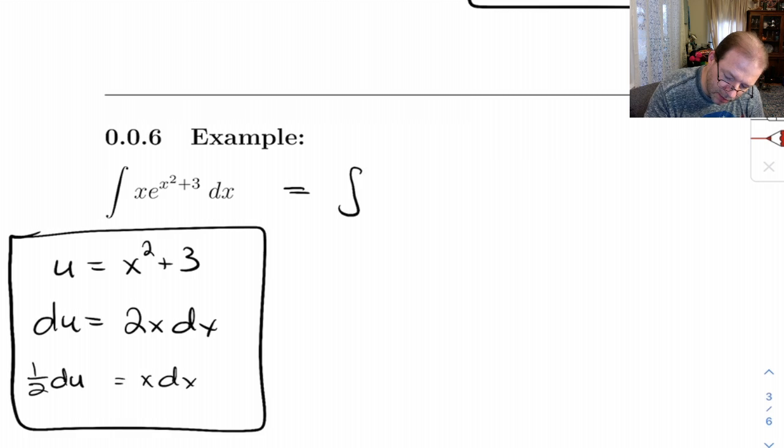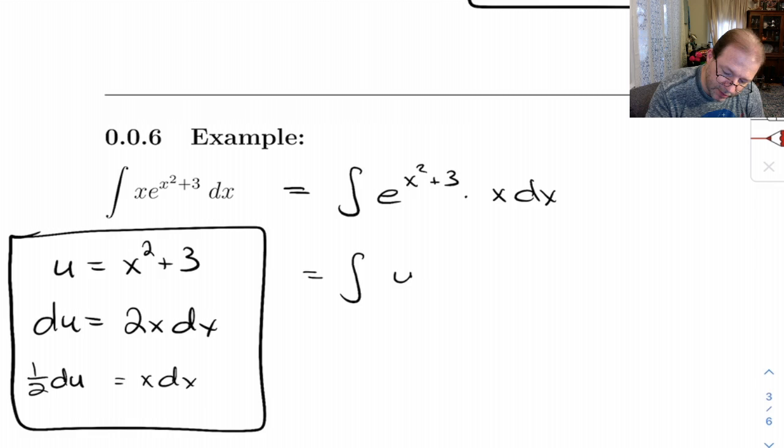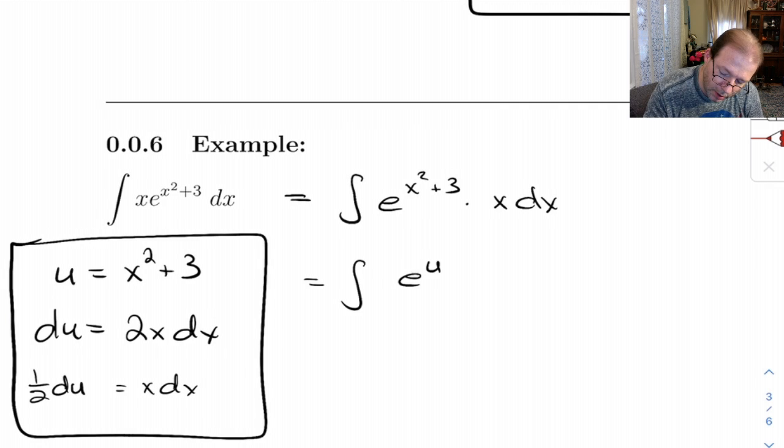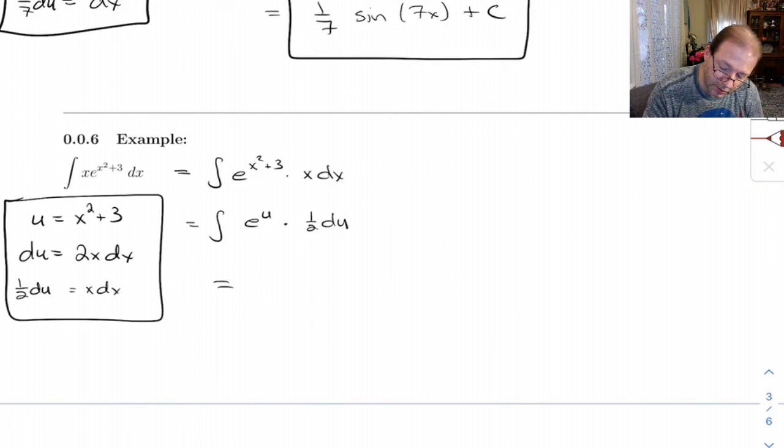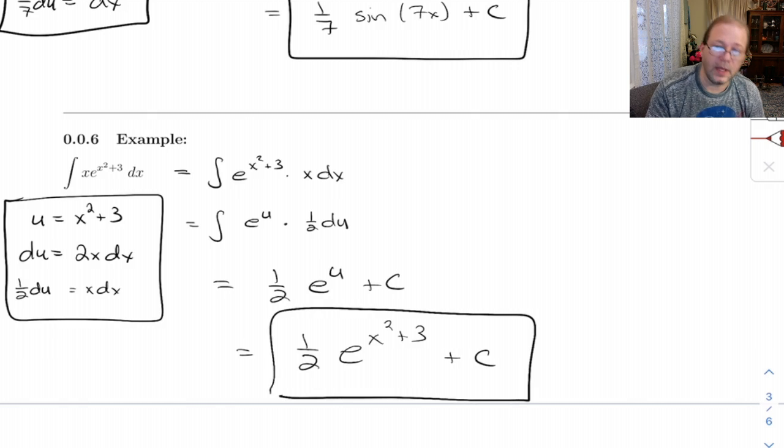So I'll tell you what, I'm going to write this out. e to the x squared plus 3 times x dx. This becomes e to the u. Then x dx becomes 1/2 du. So this is 1/2 e to the u. When you integrate, you just get e to the u plus c. So my final answer here is 1/2 e to the x squared plus 3 plus c. Like that.